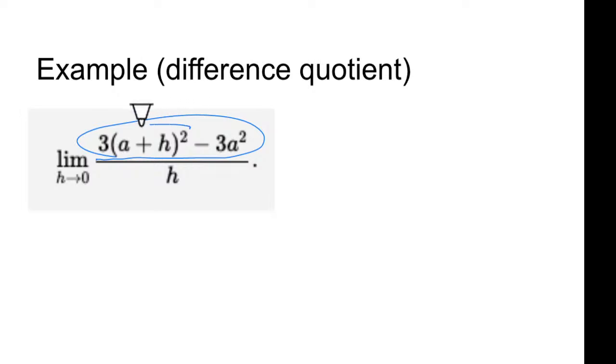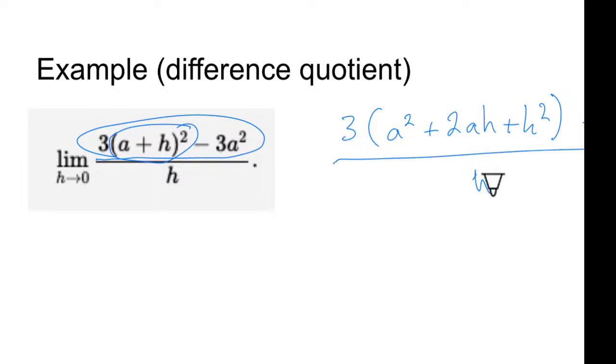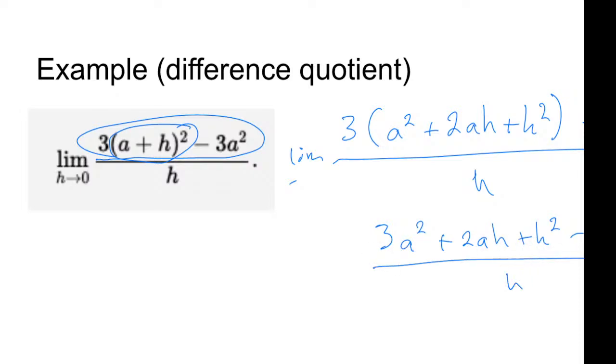We could just kind of FOIL this thing out. So a plus h squared, so we'll get 3, I'll do that separately, is going to be a squared, what is that, 2ah plus h squared. So I just FOILed that out, minus 3a squared. You'll see that a lot. Still over h. And again, we are taking the limit, but let's distribute the 3 through. So we get 3a squared plus 2ah plus h squared minus 3a squared all over h.